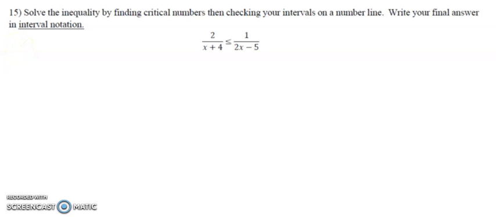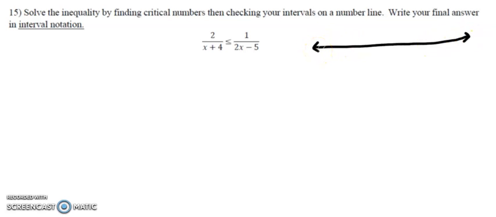All right, number 15 gets its own video. It's a big problem, puts together a lot of what we have been talking about over the semester. So to get started, it says solve the inequality. Remember, an inequality is going to involve setting up a number line and then testing intervals.